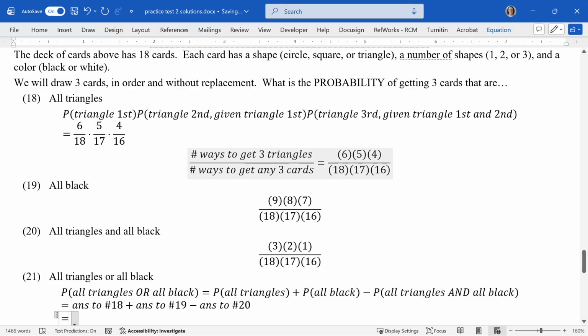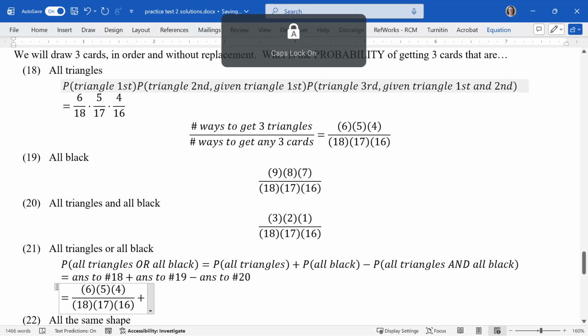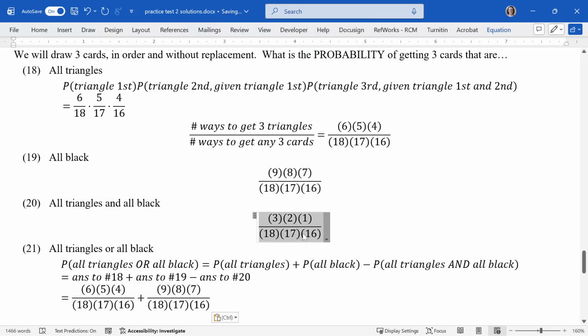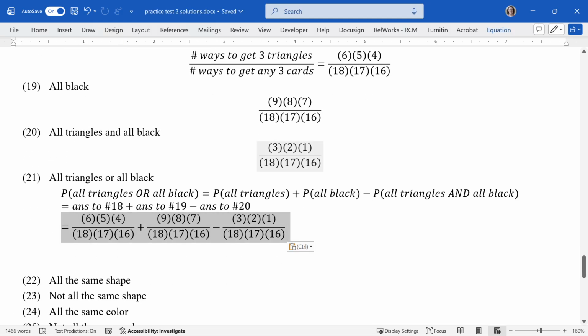All right, so I'm just going to paste these answers into here. And for my purposes, you don't need to simplify this. Some other professors might ask you to simplify it or put it in a calculator, but this is fine for me if you just leave the answer like that.